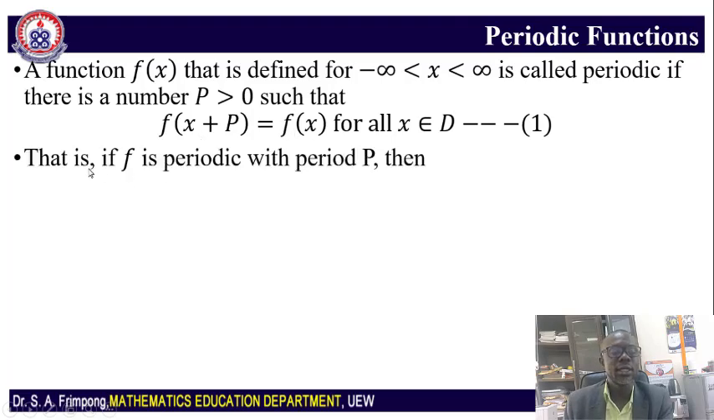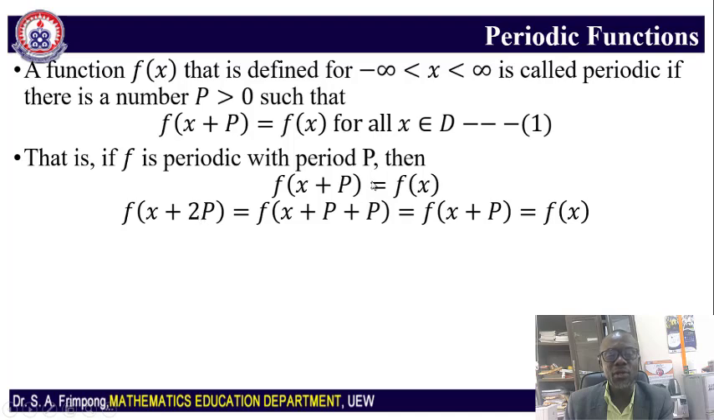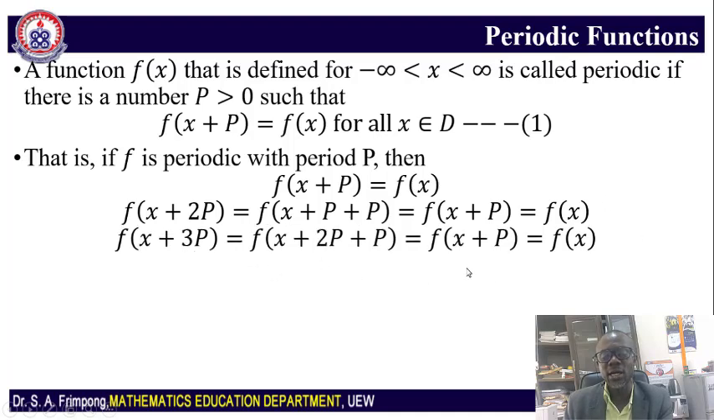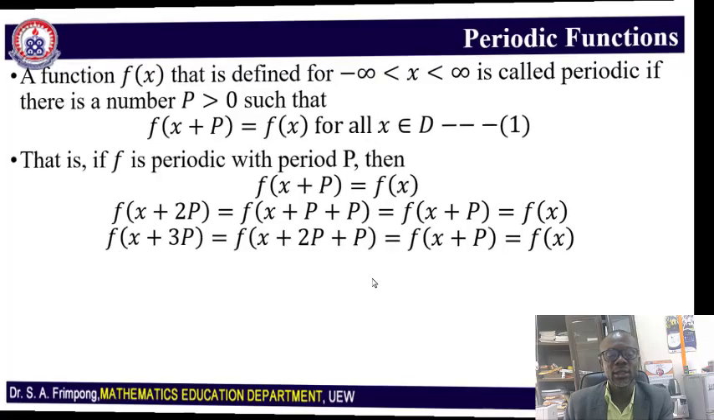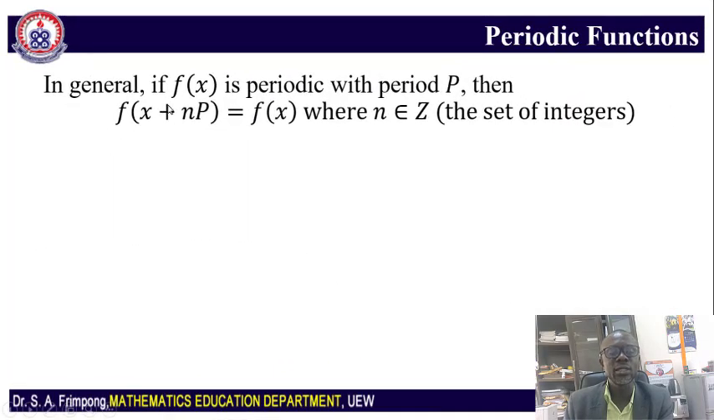That is, if f is periodic with period p, then f of x plus p is equal to f of x. If you add another p to make it 2p, that's f of x plus 2p, it's the same thing, so it comes back to give you the same f of x. No matter how many times you add a p, it's going to give you the same thing. So in general, if f of x is periodic with period p, then f of x plus np equals f of x, where n belongs to the set of integers. So no matter the number of integer multiples of p that you add, the function will also give you the same thing.